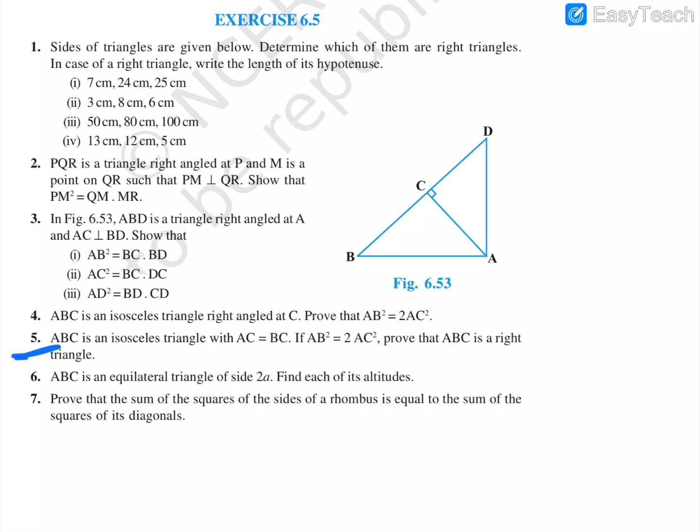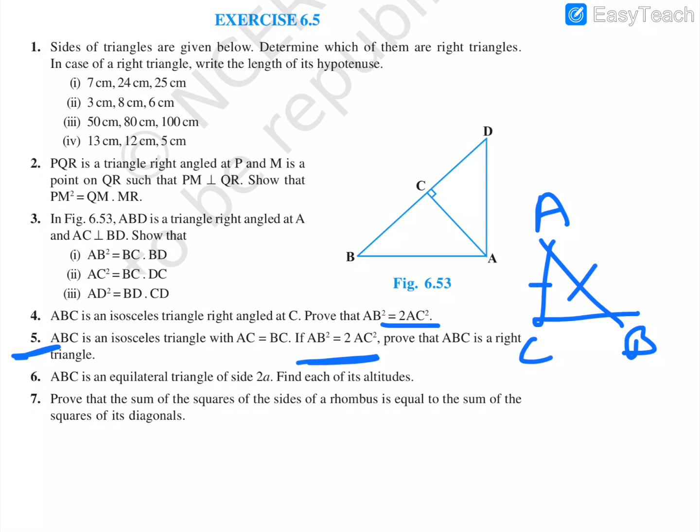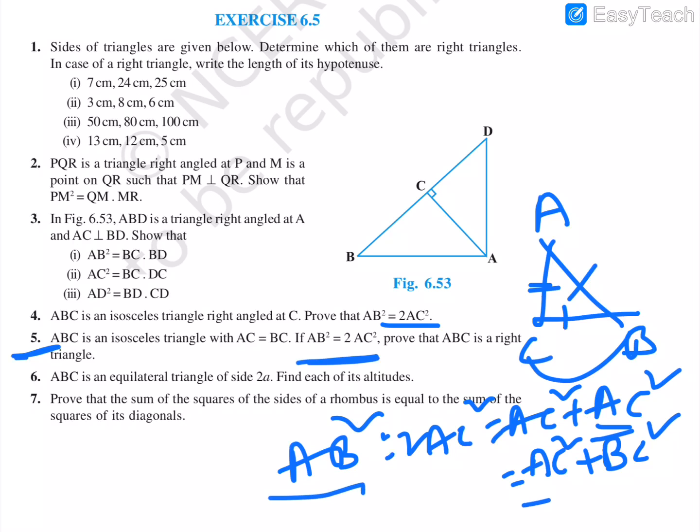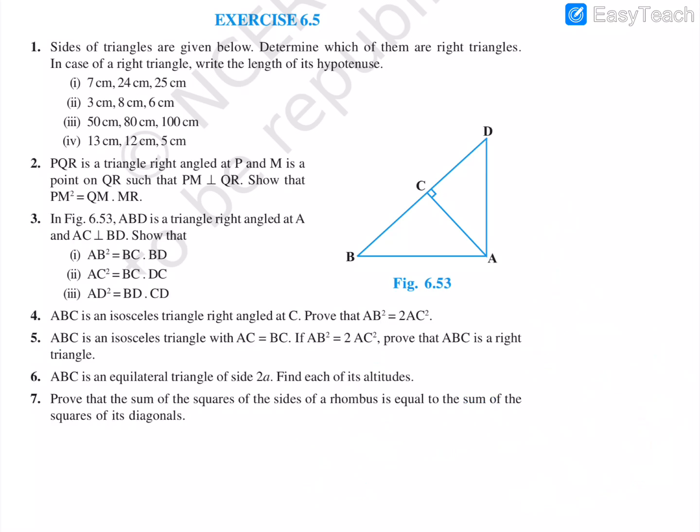The fifth question is the converse, that is reverse. The same thing is given, and they are giving AB square is equal to AC square plus AC square, that is 2AC square. So AB square is equal to 2AC square. We can write AC square plus AC square. In place of one AC, since these two sides are equal, we can write AC square plus BC square. So since AB square is equal to AC square plus BC square, this is a right angle triangle. That is what we need to prove here. There isn't anything more.